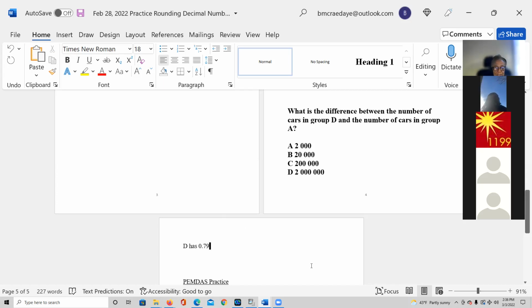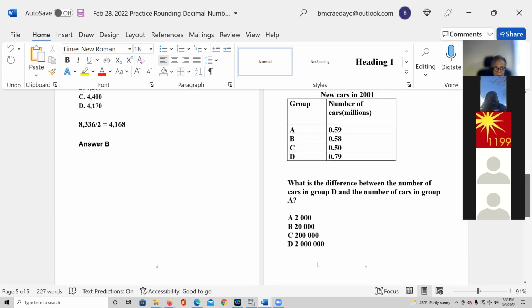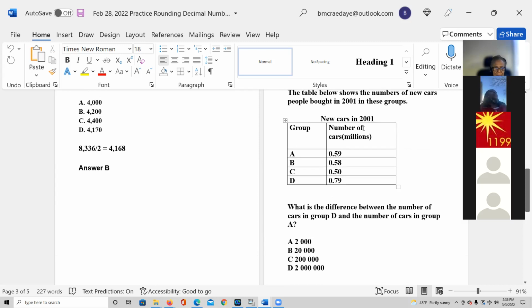But now notice when we go up here, this says number of cars in millions. So 0.79 would represent what, Mercedes, in millions? D in the bottom. What would that be in millions? That says 0.79 million. So if I translate the decimal to a value, what do I get?